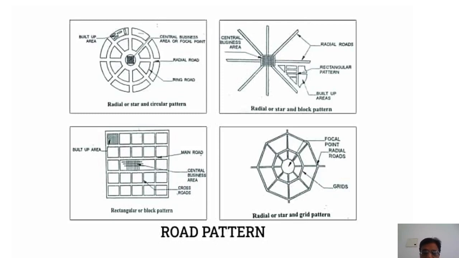Next one, radial or star and grid pattern. This appears like a spider's web, right? Again, this is the central business district. These are called grids, focal point, and here the radial roads. The entire road will be built in this type of pattern. So I just repeat: radial or star and circular pattern, radial or star and block pattern, rectangular or block pattern, radial or star and grid pattern.